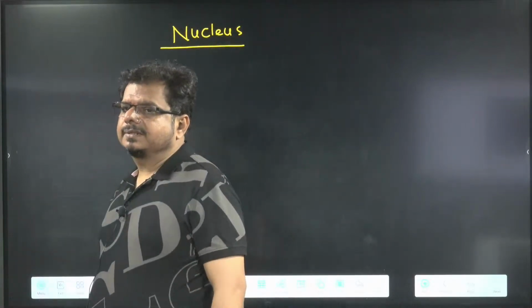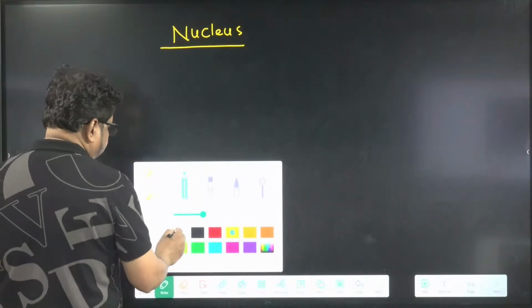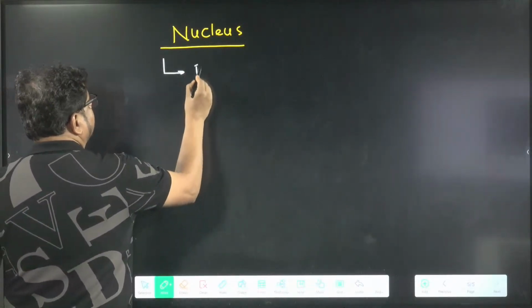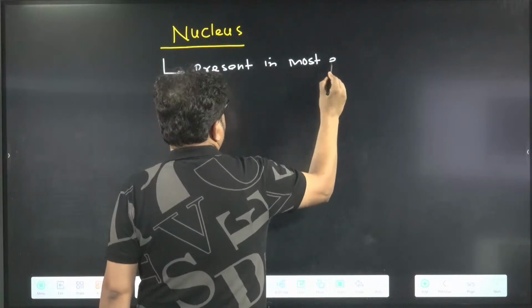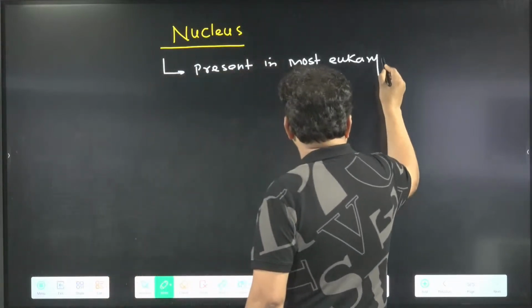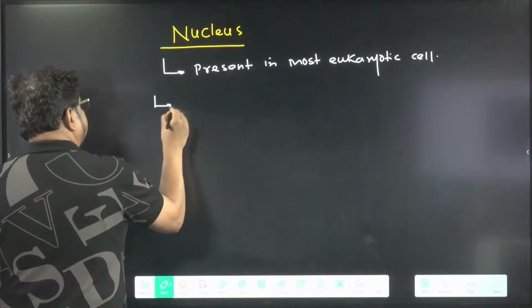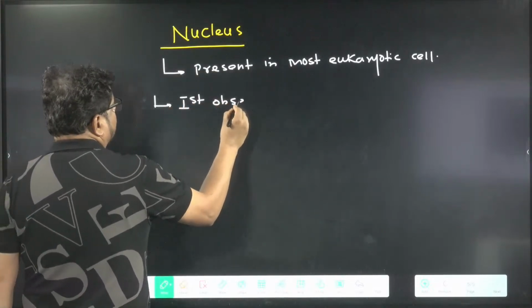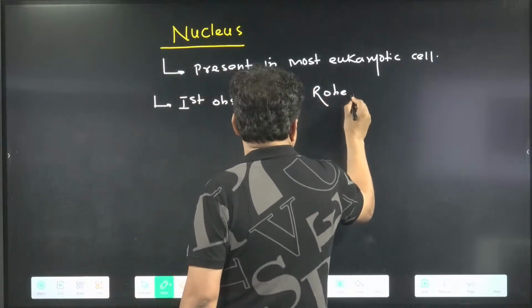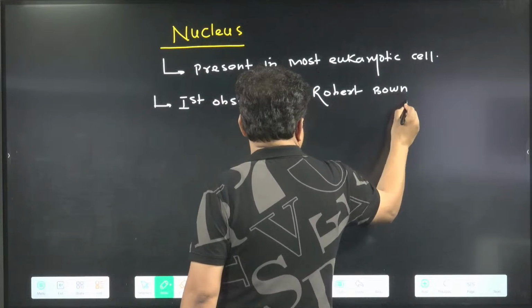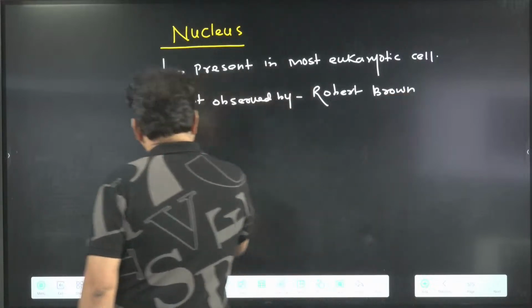Now I'm starting with nucleus. So if you talk about the nucleus, it is present in most eukaryotic cells. It is first observed by Robert Brown.